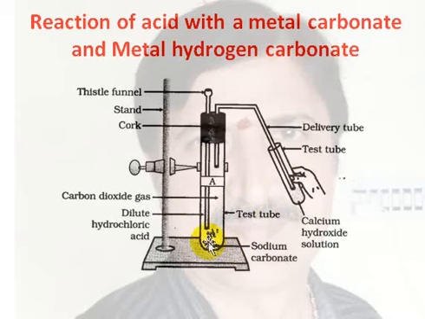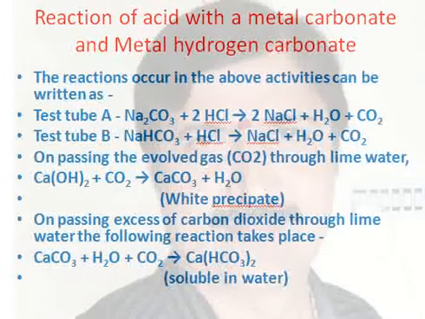This shows that the evolved gas is carbon dioxide. See here, a metallic carbonate is taken, and some acid is added. With the help of a thistle funnel we have added acid, and here there is a bend tube. With the help of this bend tube the evolved gas is passed to another test tube which contains calcium hydroxide or lime water. As soon as the evolved gas comes in contact with the calcium hydroxide, it turns milky. It shows that the liberated gas is carbon dioxide.